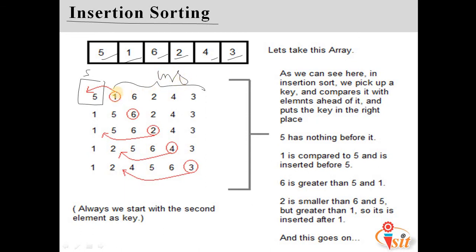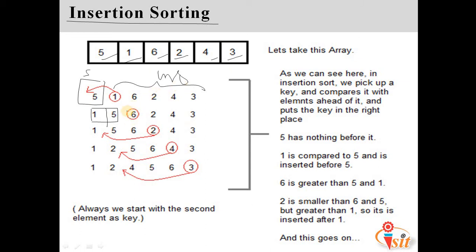So the unsorted element, that is 1, is going to be compared with the 5. So 1 is less than 5. In that case 1 is going to be placed before the 5. We will get the sorted array like 1 and 5. Now the 6, 2, 4 and 3 we are calling unsorted.